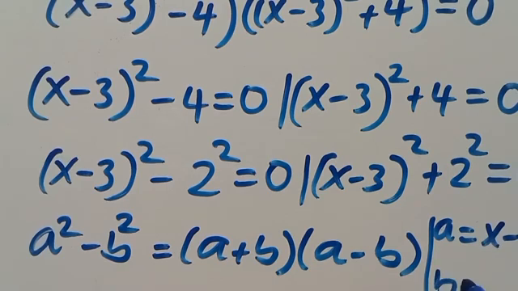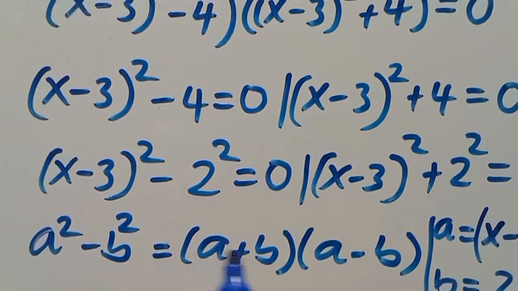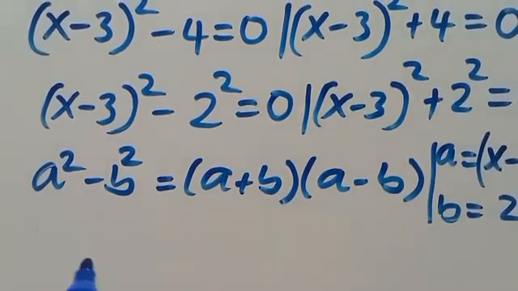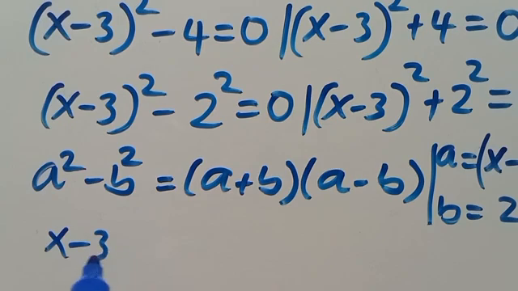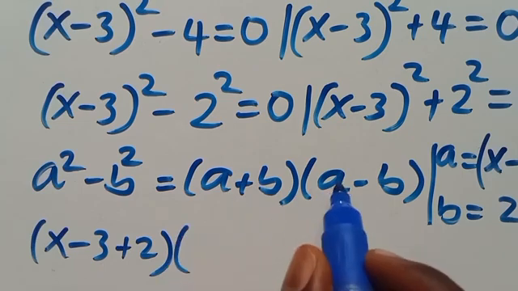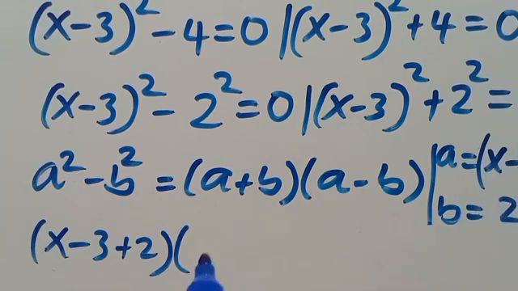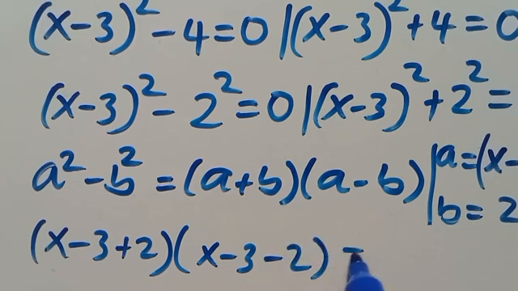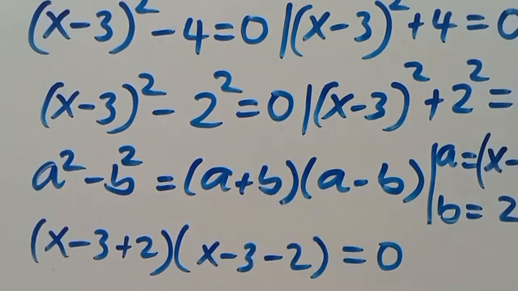And our b will be equals 2 from here. So then let's substitute it here. We are going to have x minus 3, then we have plus b, meaning we are going to have it to be plus 2. Then a is x minus 3. Then we have minus b, here will be minus 2. Then we set it equals 0 from here.